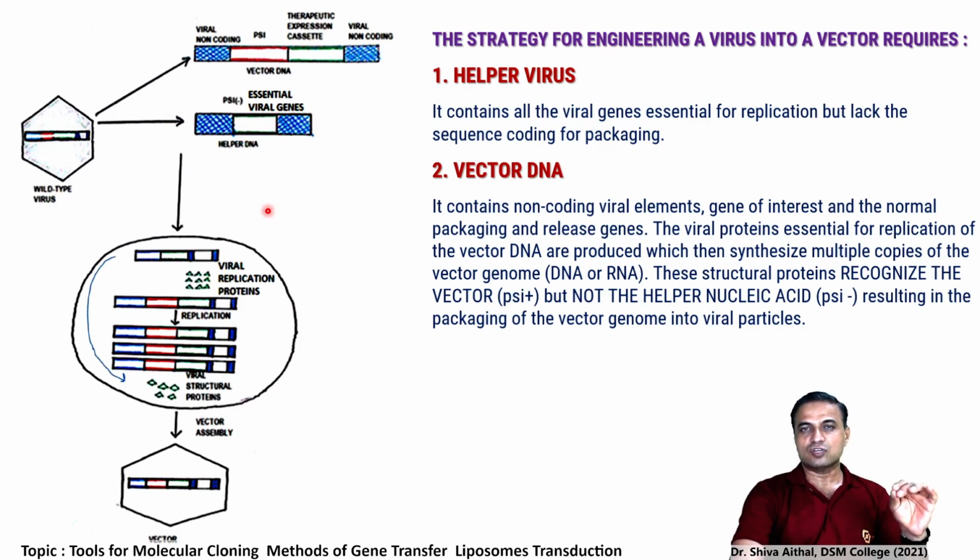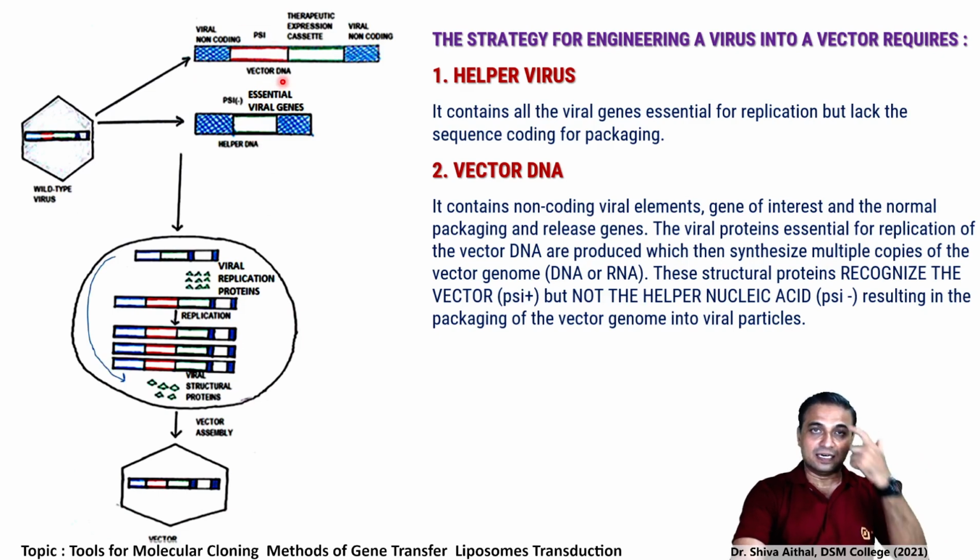Try to understand the strategy for engineering a virus into a vector. In the final end, we are going to have a vector which is containing your gene of interest. Now this has to multiply, but virulence should not be there. So what is done? First, a helper virus is taken which contains all the viral genes which are needed for replication, but it lacks the sequence for coding of packaging, that is head formation, packaging of the DNA. It is not there in the helper virus.